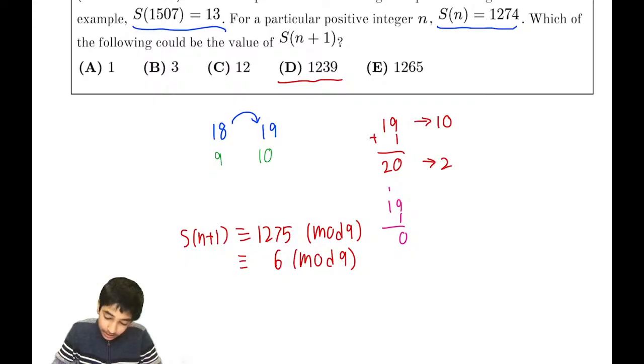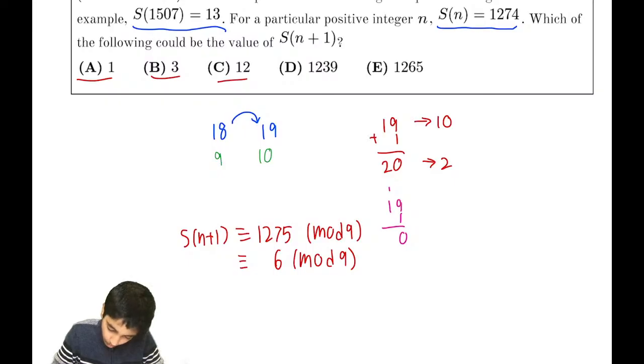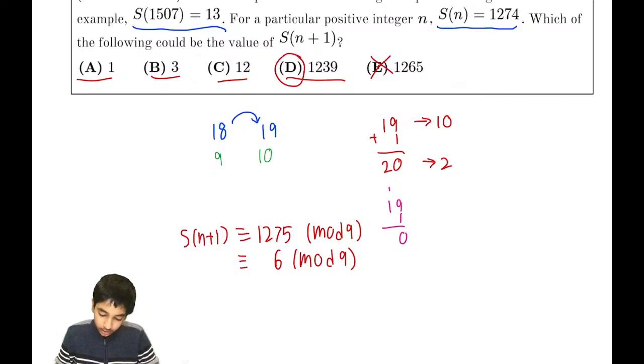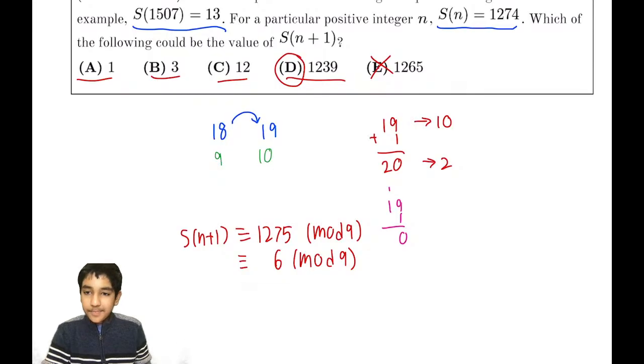So which of these option choices is 6 mod 9? 1 is not, 3 is not, 12 is not, 1239, we can see that it is 6 mod 9, and the last one is not. So the answer is D, because D is the only option choice that is going to be the same as 1275 mod 9. Because remember, typically we just add 1, but we might carry over and reduce our sum of digits by 9 or even multiples of 9. So no matter what, we're always going to increase it by 1 mod 9 every time. So our answer is simply 1,239.